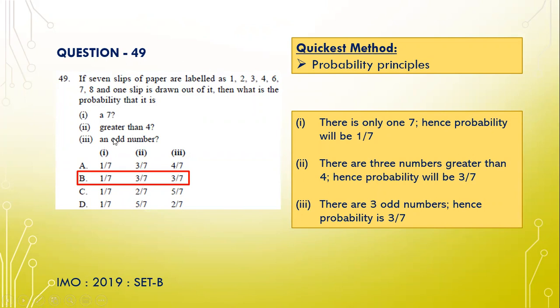What is the probability that it is an odd number? So how many odd numbers? 1, 3, 5 and 7. 3 odd numbers. So the probability again is 3 upon 7. Easy question.